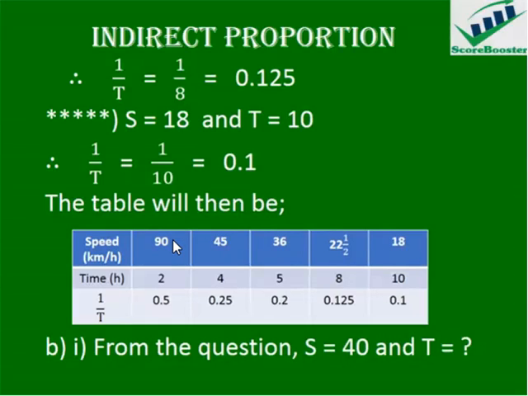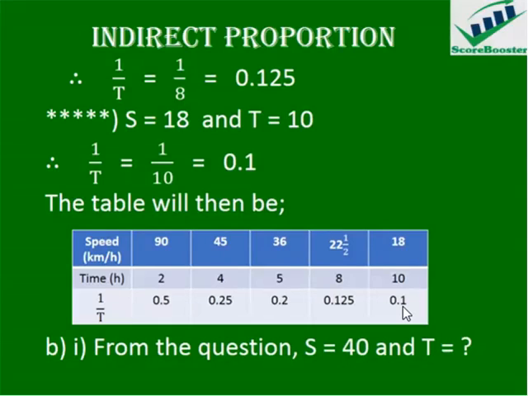At 90 km per hour, the car is going to use 2 hours, and the reciprocal is 0.5, which is 1 over 2. For 45 km per hour, we have 4 hours, 0.25. 36 km per hour, 5 hours, 1 divided by 5 is 0.2. For 22.5 km per hour, it spends 8 hours, and 1 over 8 is 0.125. And for 18 km per hour, it spends 10 hours, and the reciprocal of time is 0.1.